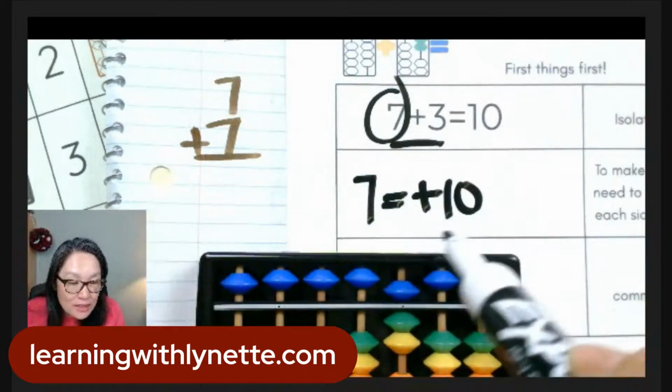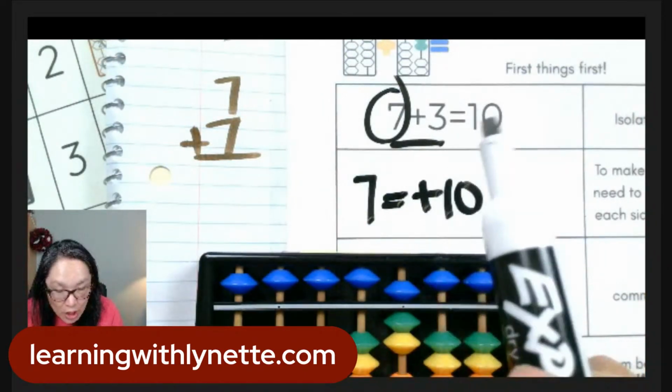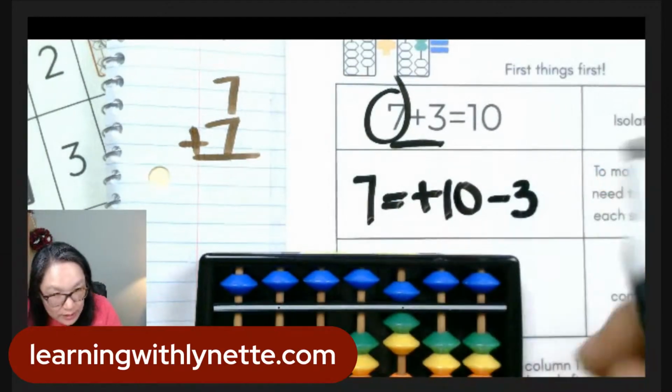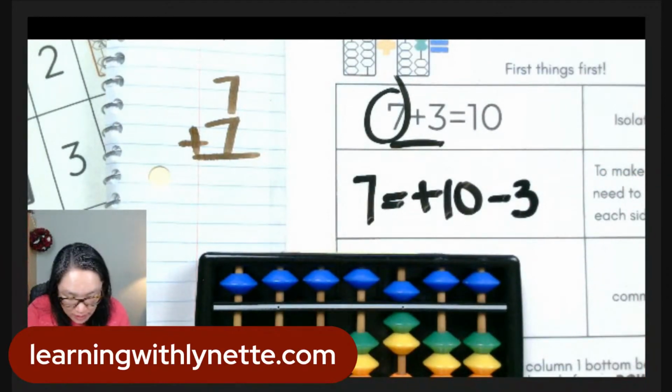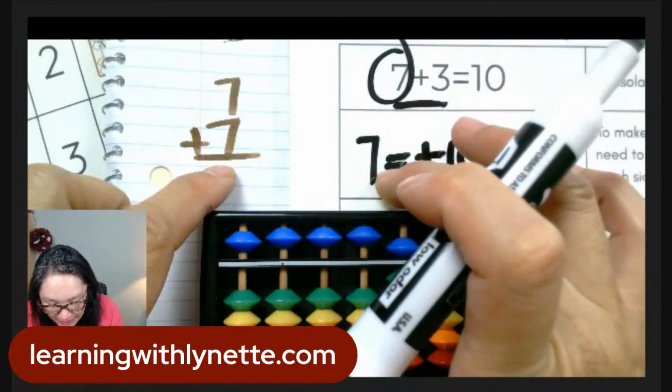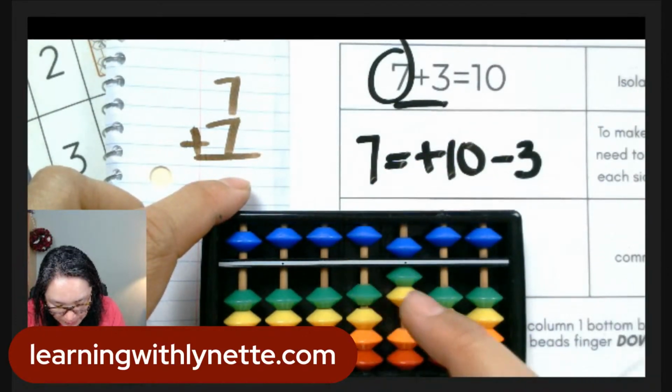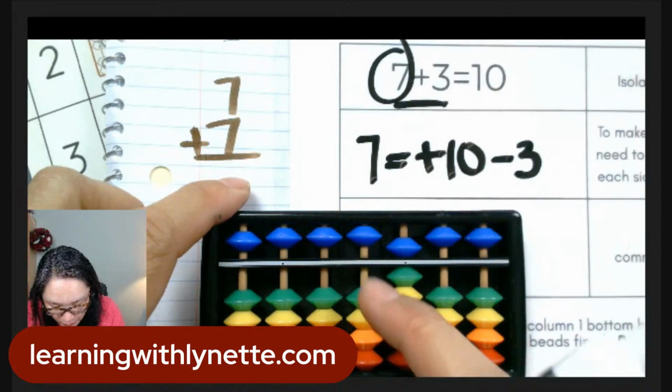Adding the 10, this equation is no longer balanced. To balance the equation, we're going to have to minus the 3. Does that make sense? Yes. So when we add the 7, we're going to plus the 10 minus the 3. Is there enough? We're going to plus the 10.